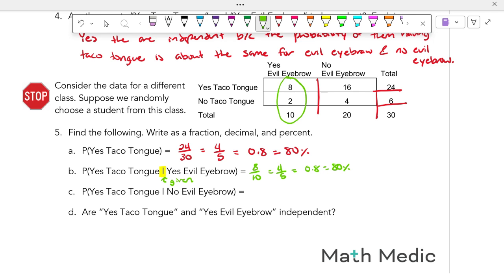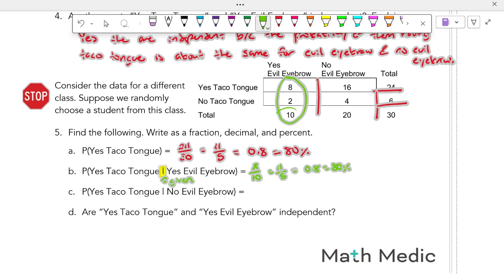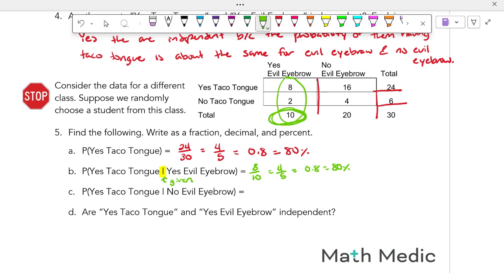So you have the second one, the one that you're pulling it out of. Say one more time. The second. Right. So yes. If we're given that they for a fact have an evil eyebrow, we have to take it out of the evil eyebrow column. So we have to use the total number of people that have an evil eyebrow, because we know for a fact that whatever student they pull to test this probability is going to have that evil eyebrow.